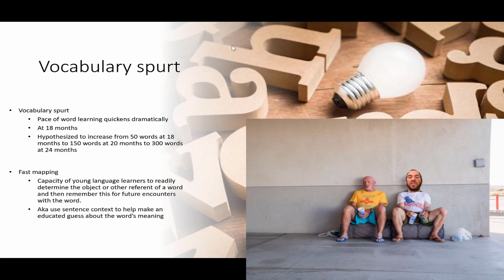Fast mapping is the capacity of young language learners to readily determine the object or other referent of a word and then remember this for future encounters with the word, in other words, using sentence context to make an educated guess about the word's meaning. The basic idea here is that children are increasingly able to understand what is being referred to by a particular word that they may or may not know, by analyzing the sentence context, which allows them to make educated guesses about the word's meaning.